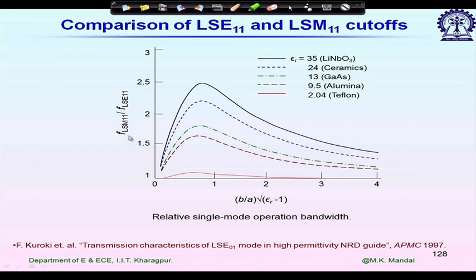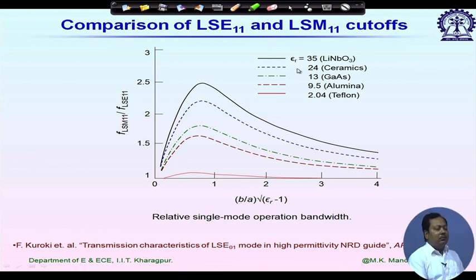So that means the cutoff frequency of longitudinal section electric is smaller compared to LSM, and we are plotting it for different values of epsilon r. If we increase epsilon r, we see the mode separation between these two cutoff frequencies increases. So, it is a function of epsilon r. Not only that, it is also a function of b/a. We have some optimum b/a for which this mode separation is highest.